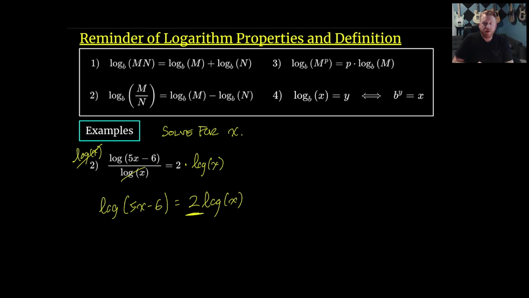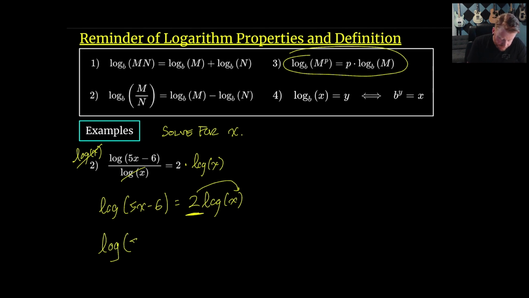In order to use that property, we need it to just be log of something equals log with the same base of something. And then we can set those somethings equal to each other. So we can just use the power property in reverse and stick that coefficient in the power over there. So I guess we're using this property here. And we get that log of 5x minus 6 is equal to log of x squared. Now that we have just logs with a coefficient of 1 in front, we can use that property that says that 5x minus 6 is equal to x squared.